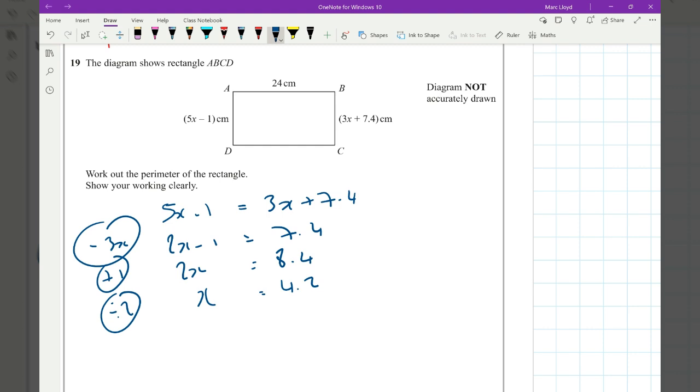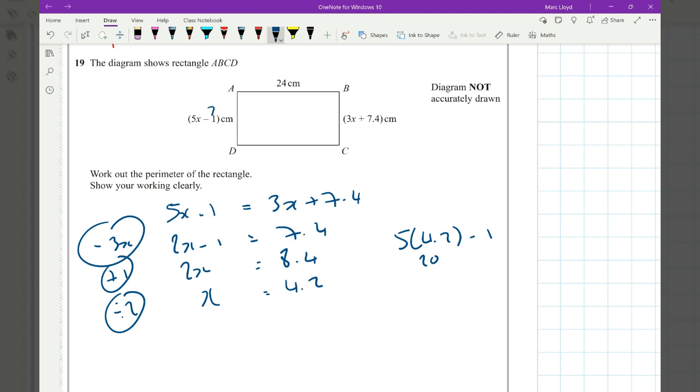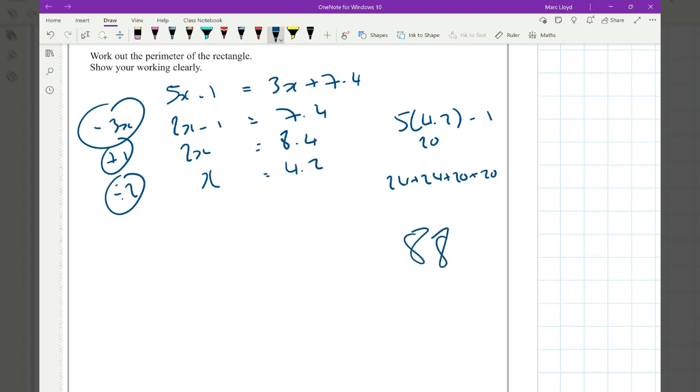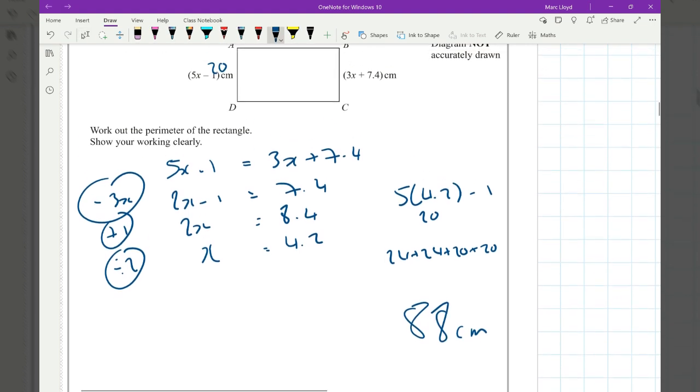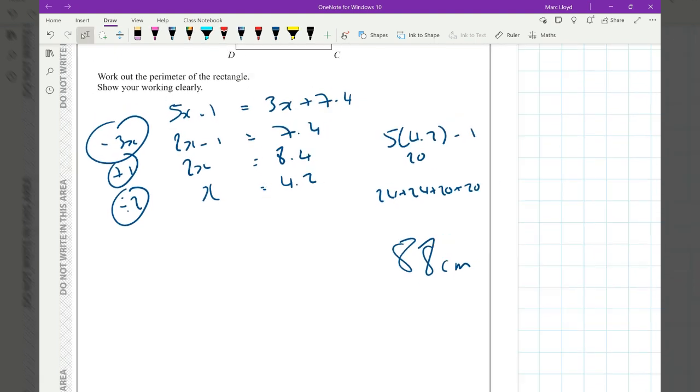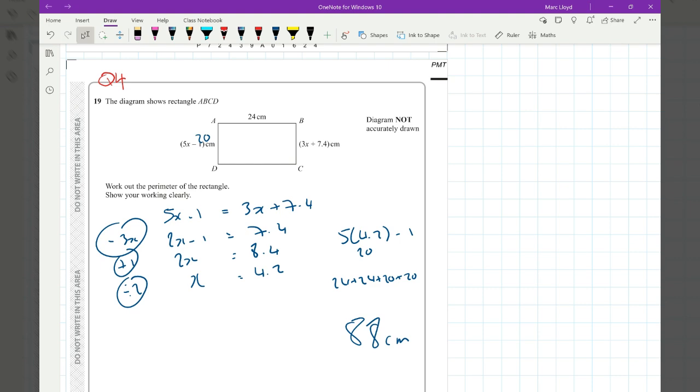Now we need to work out what the lengths are. So 5 lots of 4.2, take away 1 is going to be that height. 5 times 4.2, take away 1. Unbelievable. 20. So the perimeter is going to be 24 plus 24 plus 20 plus 20. And that gives us 88 centimeters. Just double check my units. Yeah, 88 centimeters. That's question 4 done.